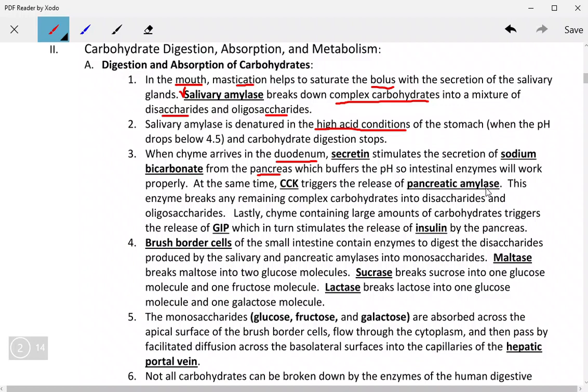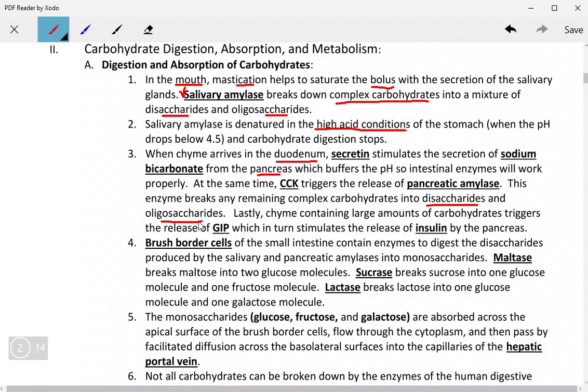It is similar to the salivary amylase that was secreted in the mouth. Well, pancreatic amylase will continue the breakdown of what? Of your carbs. Okay, so it will continue the job that salivary amylase started off in the mouth. So the carbohydrates will be further broken down into more disaccharides and oligosaccharides.